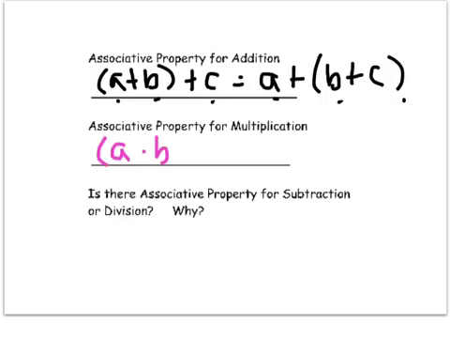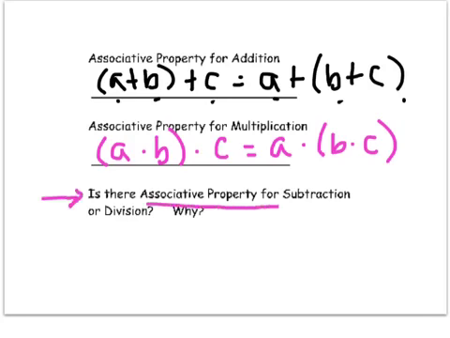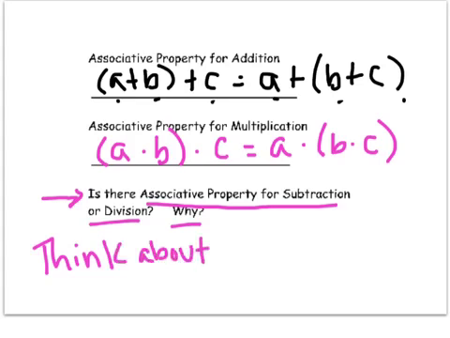A times B, they're chilling. Poor little C's by himself. Oh, poor little A just got dissed. And now B is chilling with C. Now, the question: is there an associative property for subtraction or division? And why? So what you need to do is think about this. Think about it. And then raise your hand and let us know why.